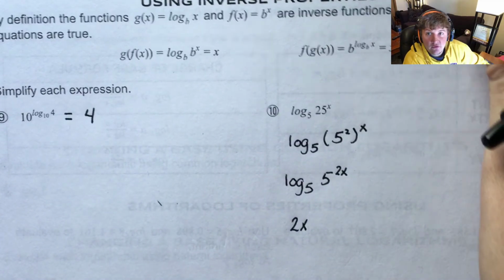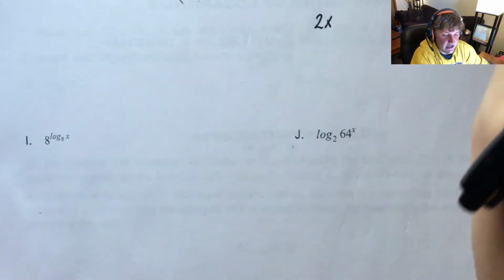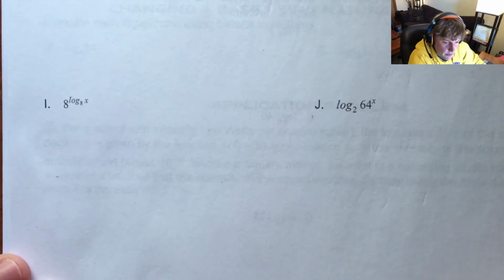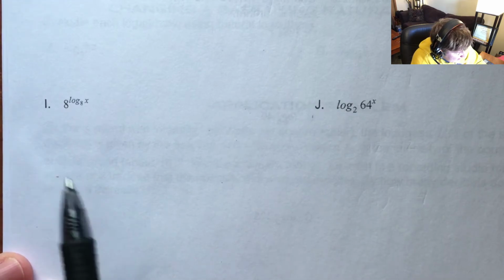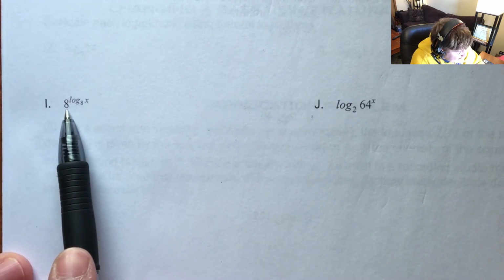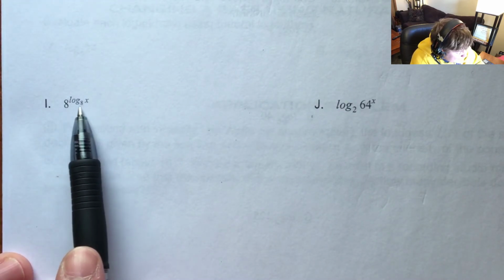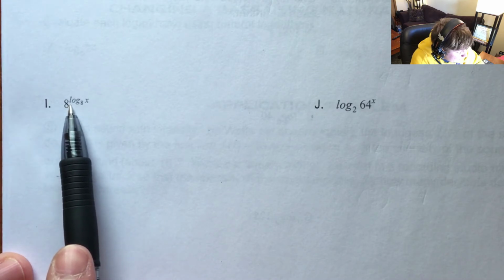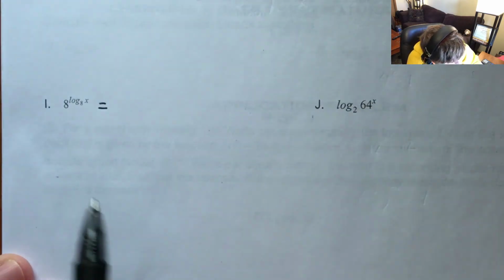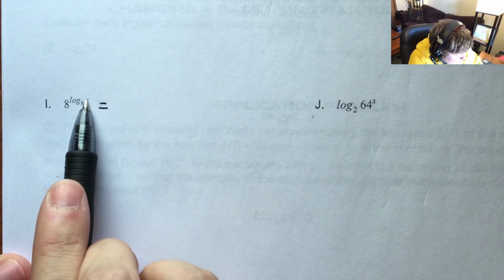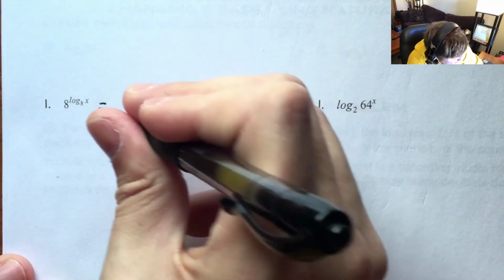Pause the video, move on to the next section, and see how you do. Here I see that I have a base of 8, and then in my exponent, I have log base 8 of x. So I know a log base 8 and an actual base of 8 undo each other. The only thing that's going to be left over is whatever the argument of the logarithm is, and so that is just x.